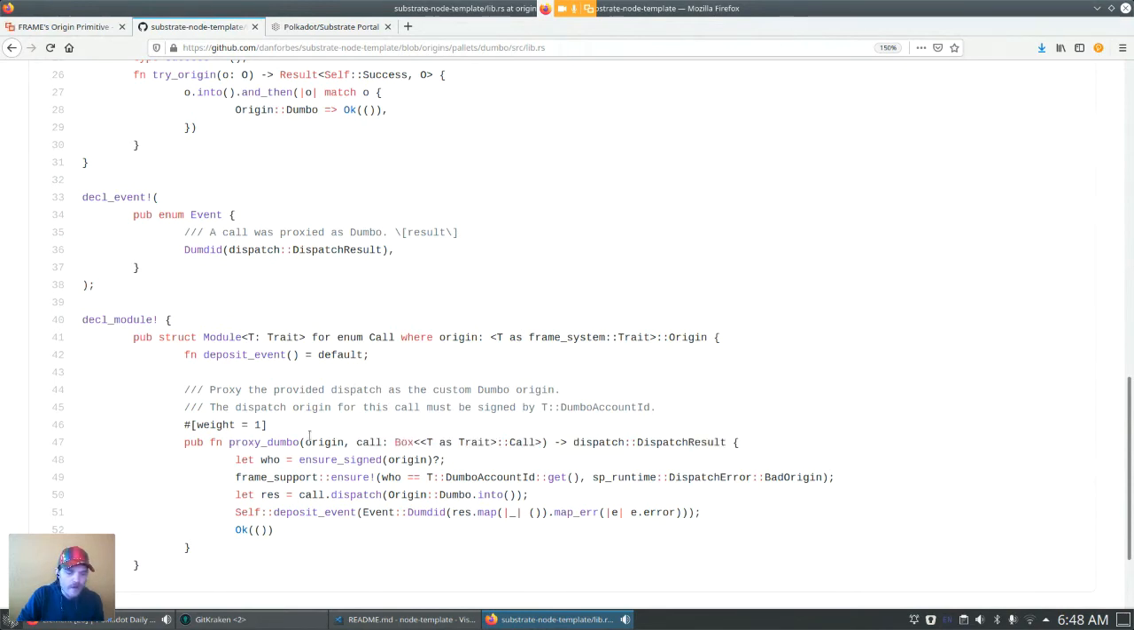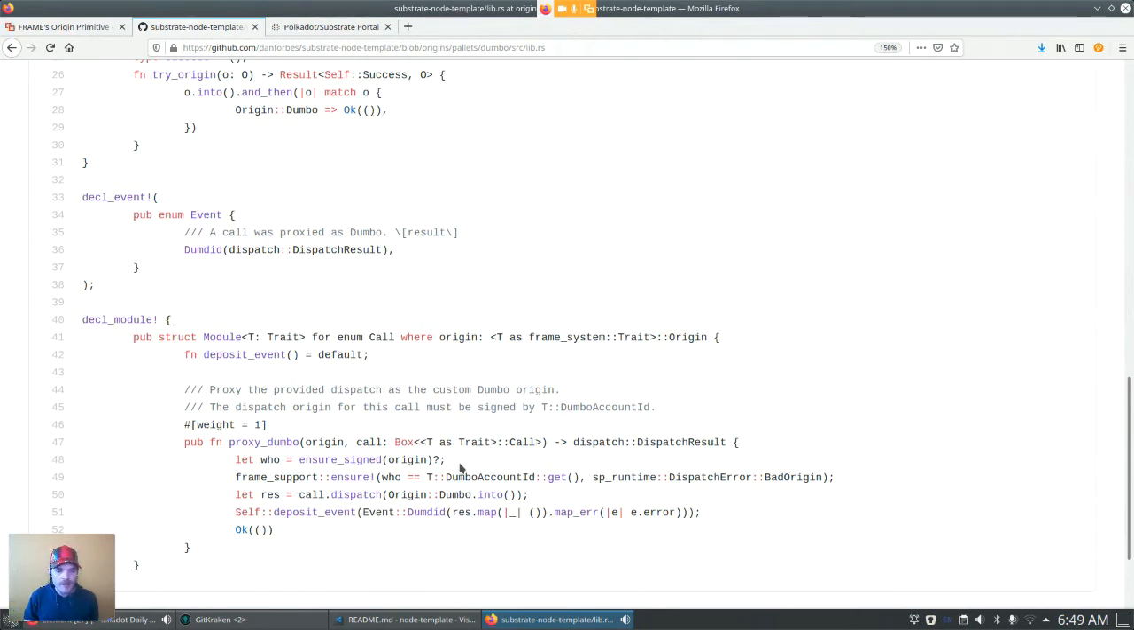So the very first thing that we do in our proxy Dumbo call is we make sure that it's a signed origin. And then because the signed origin has this little piece of information inside of it, the account that called it, we're going to double check who that is. Now, I'll talk about this in a little bit. We have some logic that allows us to see if the account that's making the call is the account that we want to give access to as the runtime system, that we want to give access to the Dumbo origin.